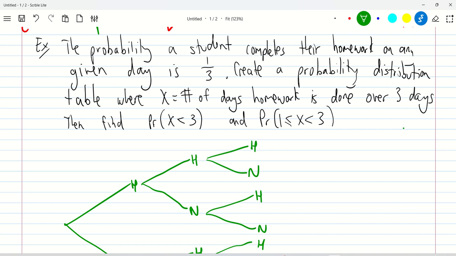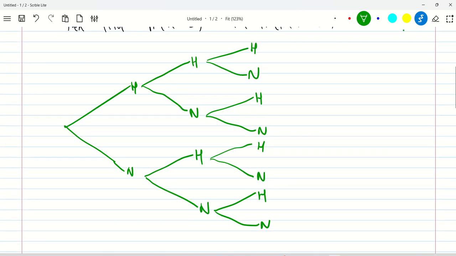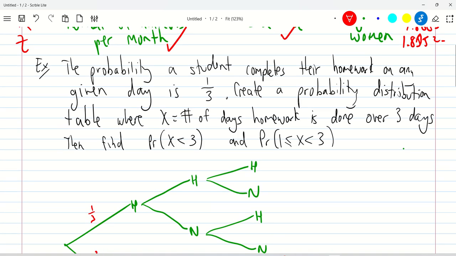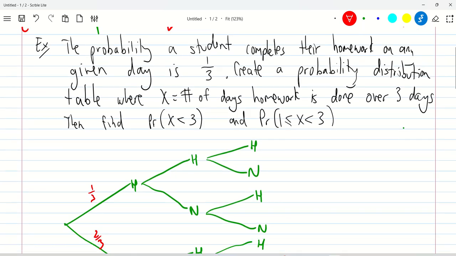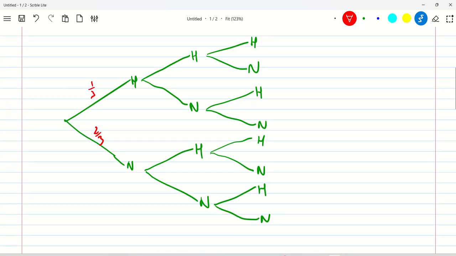Okay, and I've already forgotten what I said. 1/3 is the probability that they complete their homework. So let's start putting some probabilities in here. So it's 1/3 that they do their homework, and it'll be 2/3 that they don't do. So it's more likely they don't do the homework. Right, naughty students. Okay. Right, and these go through. So it's on any given day. So the probability of doing homework is 1/3, 2/3. All of these 1/3, 2/3, 1/3, 2/3.